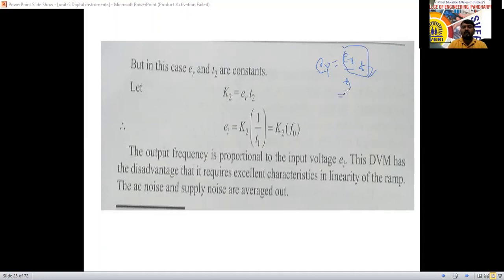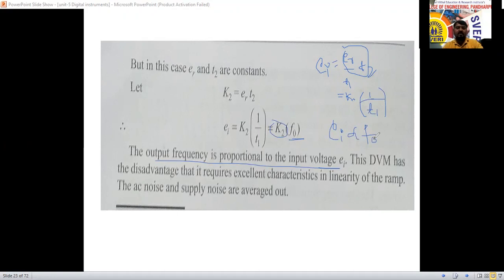These two are constants, ER into T2, so we can write K2, divided by T1. So 1 by T1 is the frequency, that is F0. The output frequency is proportional to the input voltage, with K as the constant. So EI is directly proportional to F0, where F0 is the output frequency.